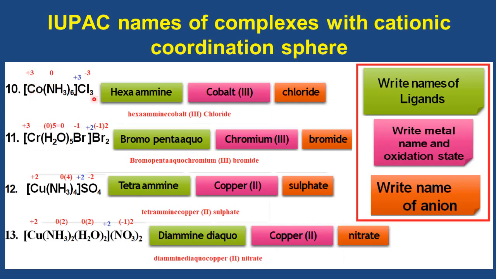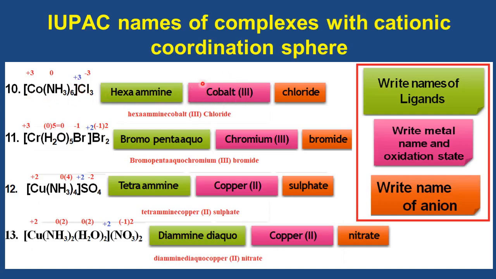Now students, we are going to write cobalt as such, as the coordination sphere is cationic, not anionic. If it was anionic, we were to write cobaltate. But since it is a part of positively charged coordination sphere, we are going to write the name of the metal atom as such, followed by the oxidation state, which is +3. After that, the name of the anion. So the name is hexaamine cobalt 3 chloride.